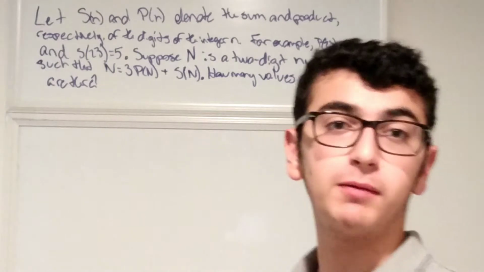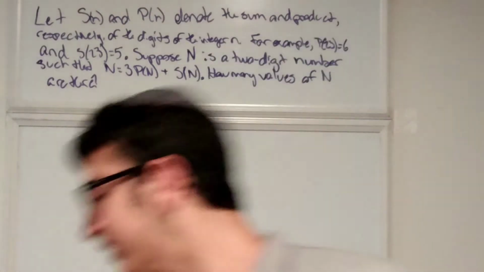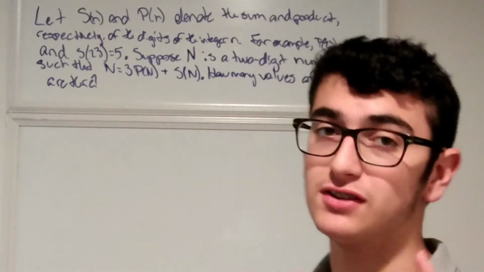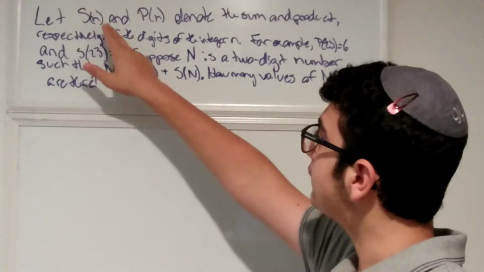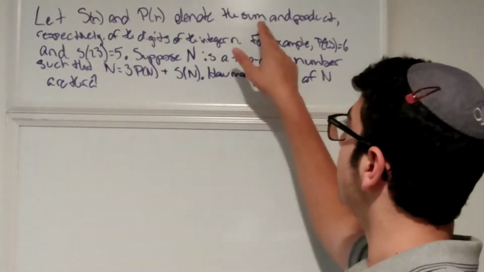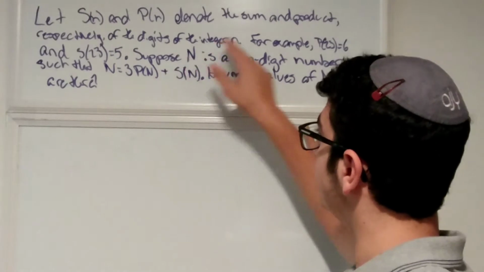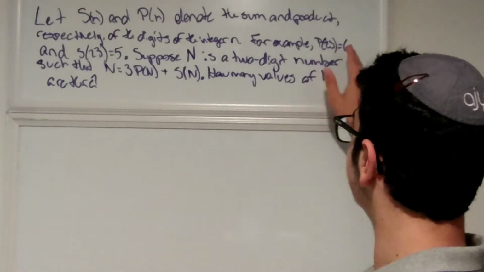Okay, this problem is from the Art of Problem Solving. Sorry, it's from the American Mathematics Competitions. Okay, here's the problem. Let S of n and P of n denote the sum and product, respectively, of the digits of the integer n. For example, P of 23 is equal to 6.